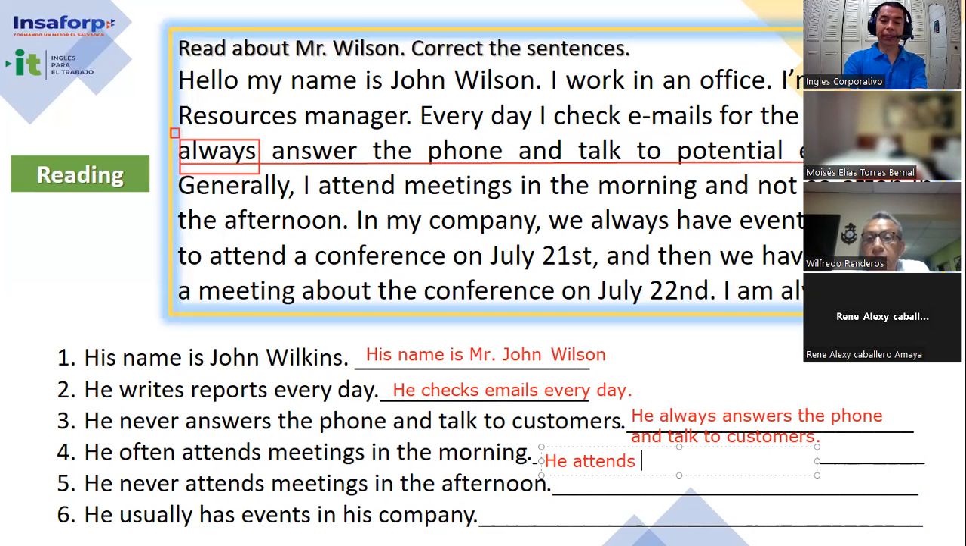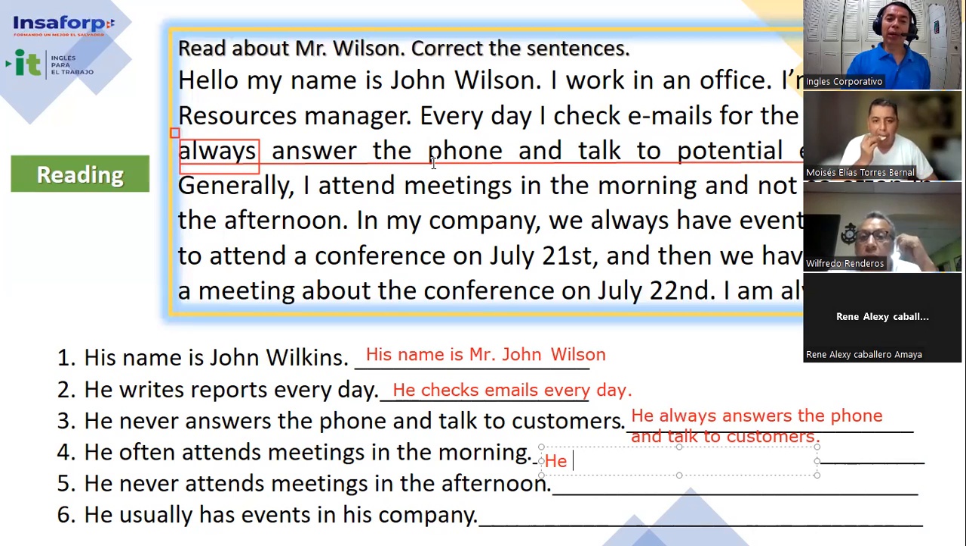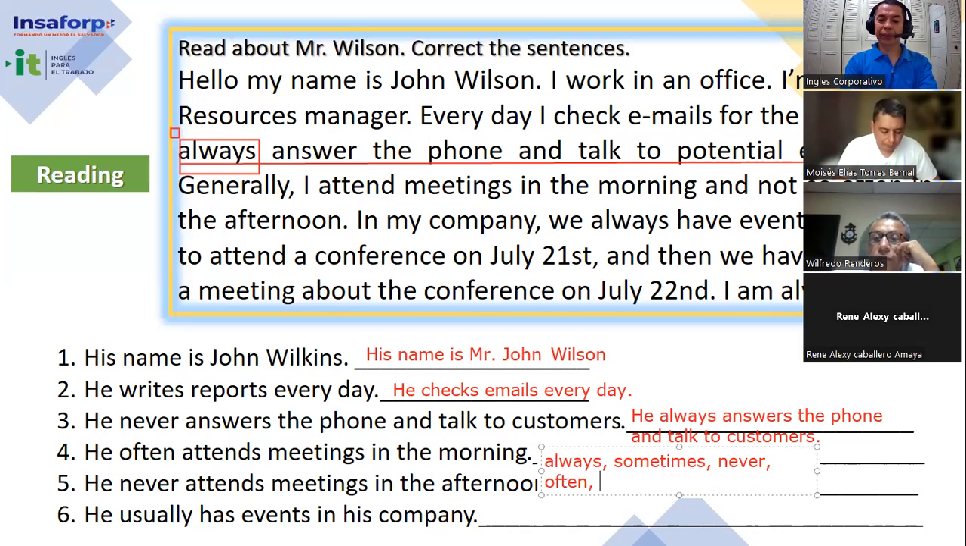He attends. No, but listen, there is a mistake here, right? There is a little mistake here. Okay, let me explain this. Let's explain it well so we don't leave you confused. Okay, normally, the frequency adverbs: always, sometimes, never, often, rarely, okay?